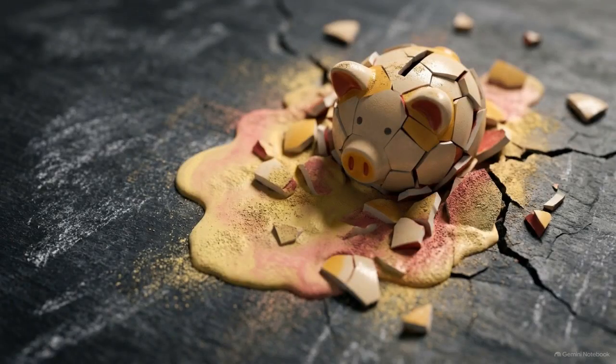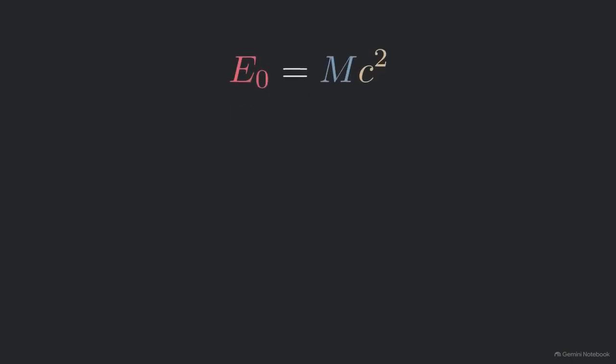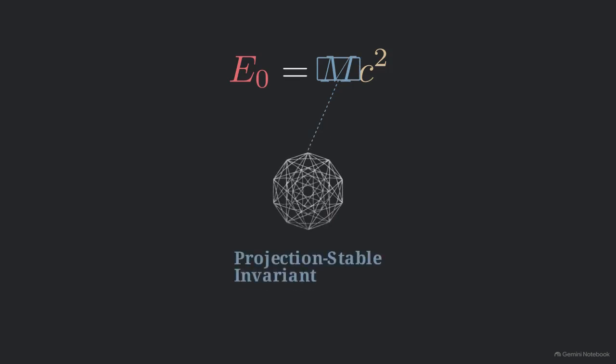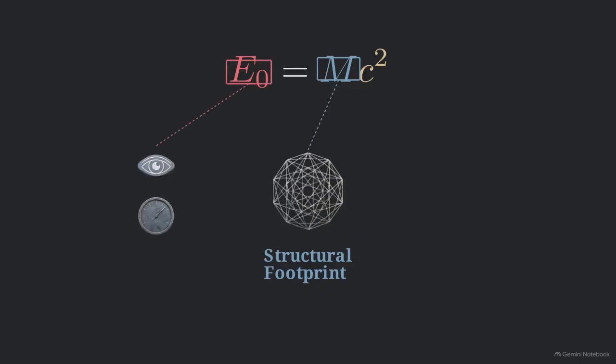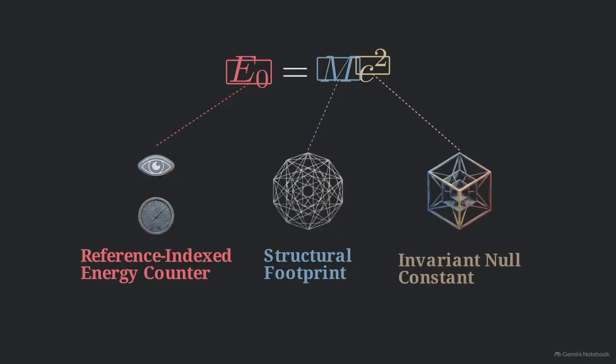The popular reading of E equals mc squared suggests that matter acts as a physical piggy bank, holding a vast deposit of energetic substance waiting to be released. This is a category error. The m represents mass. In the TCGS framework, mass is the projection-stable invariant of a complete physical carrier. It is the structural footprint the system leaves in the three-dimensional shadow. The E0 is the reference indexed energy counter for that exact same configuration when measured in its rest frame. The constant c remains the invariant null constant.